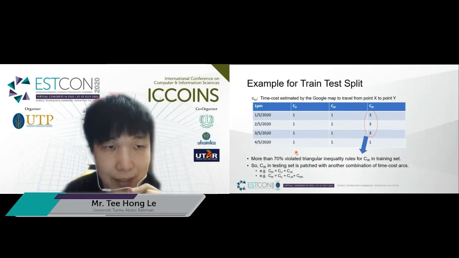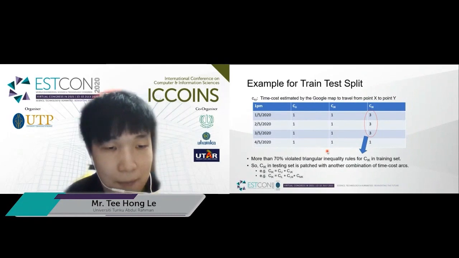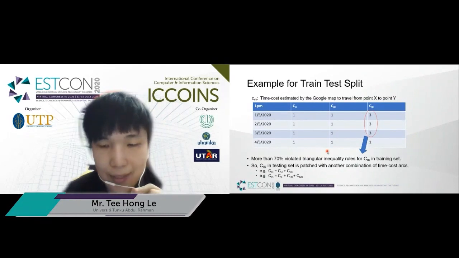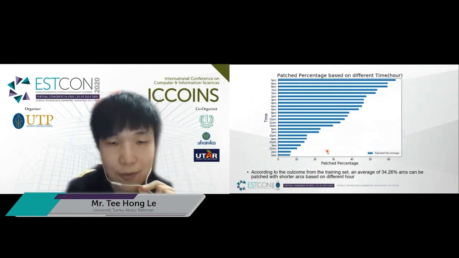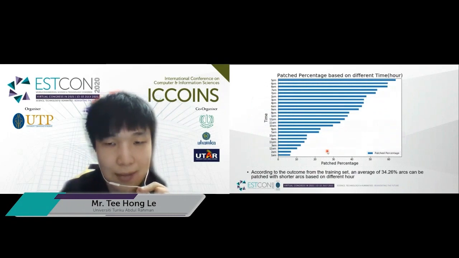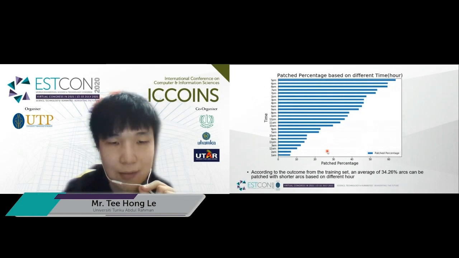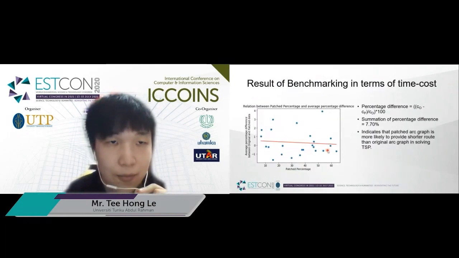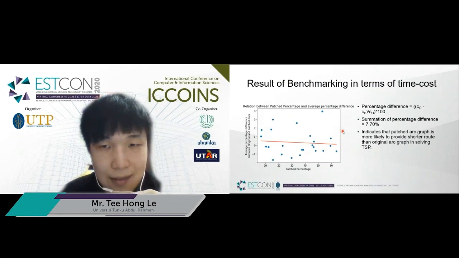For example, more than 70% violated triangular inequality rules for cost ik in the training set. So, cost ik in the testing set is patched with another combination of time cost arcs. It could be ij plus jk or il plus lm plus mk. According to the outcome from the training set, an average of 34.26% of arcs can be patched with shorter arcs based on different hours. Also, by referring to this table, it indicates that the patched arc graph is more likely to provide a shorter route than the original arcs graph in solving TSP.